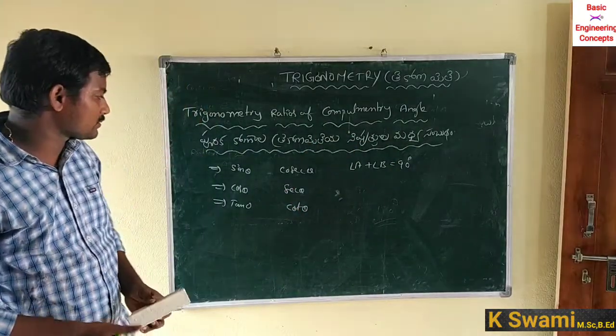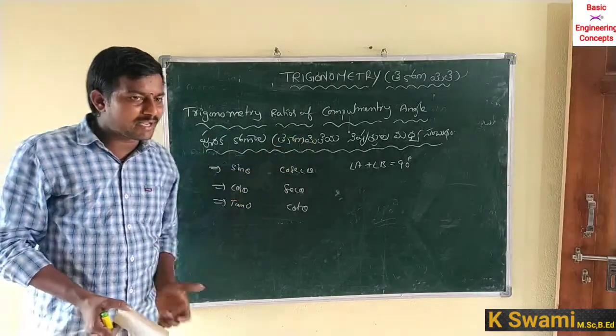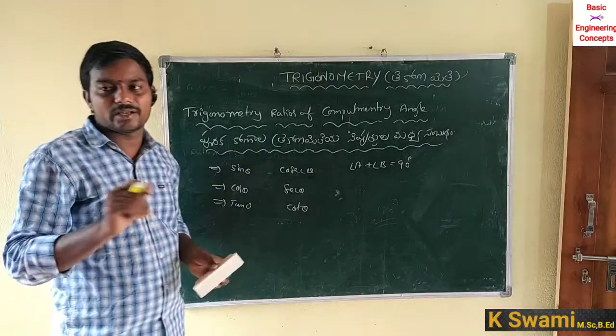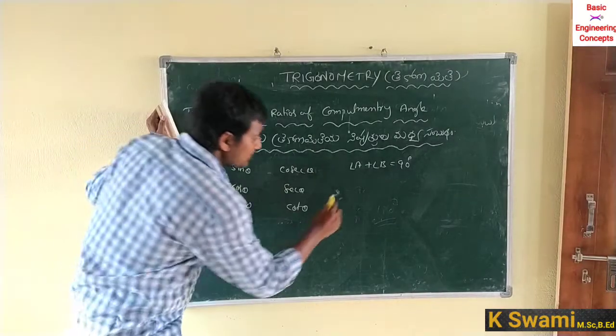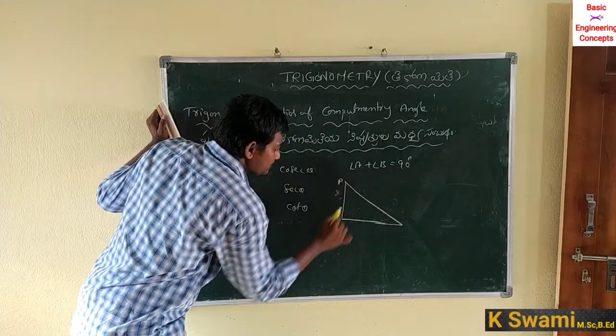But what is the relation between trigonometric ratios and complementary angles? Suppose a right angle triangle PQR.